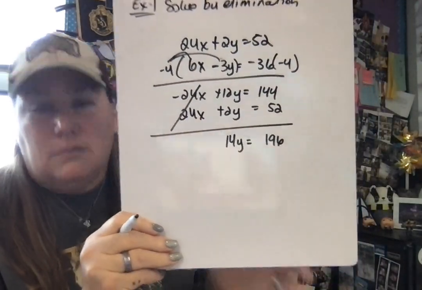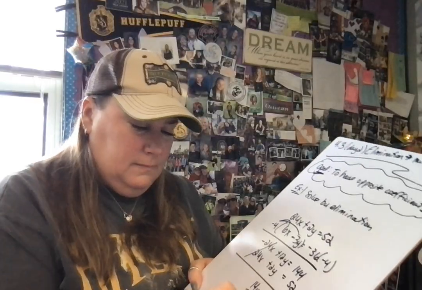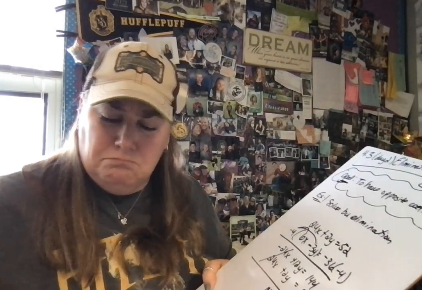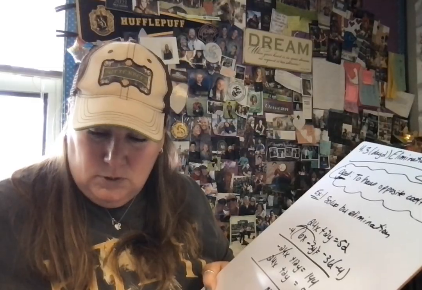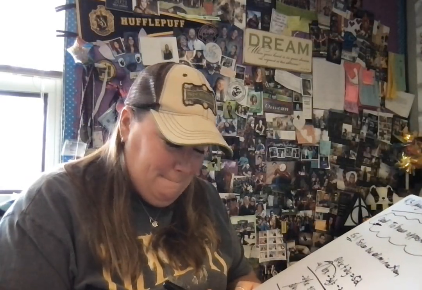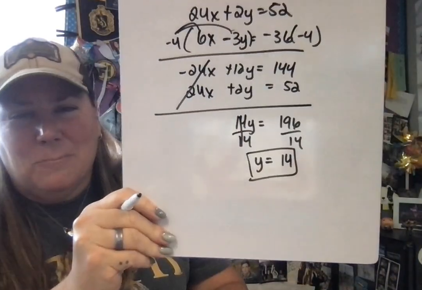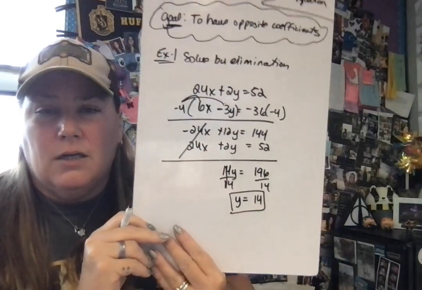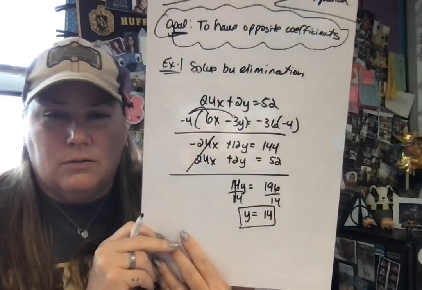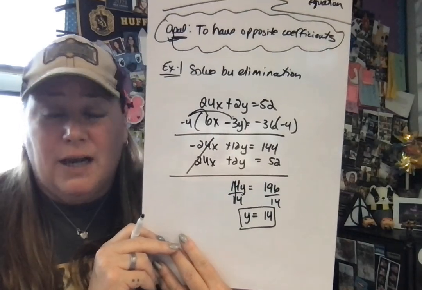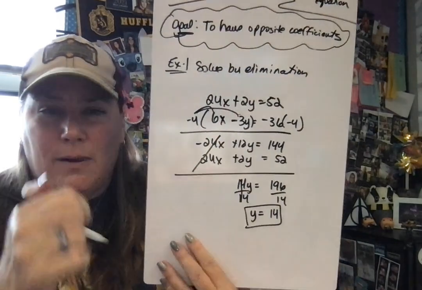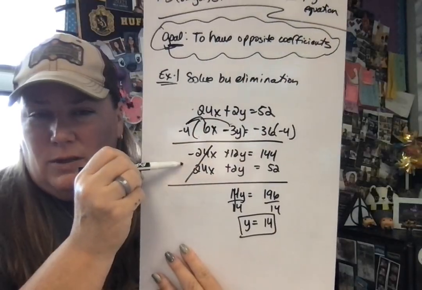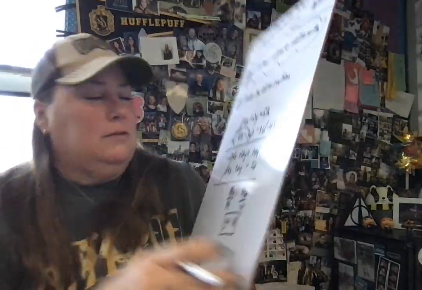Okay. Divide by 14. Is that 13? Oh, it's 14. Oh, duh. 14 squared is 196. I knew that. Okay. Y equals 14. What do you have to solve for? Hopefully said x. Which equation can you pick? Doesn't matter. How many choices? 3. The original and then the new one. Doesn't matter. Plug it in.